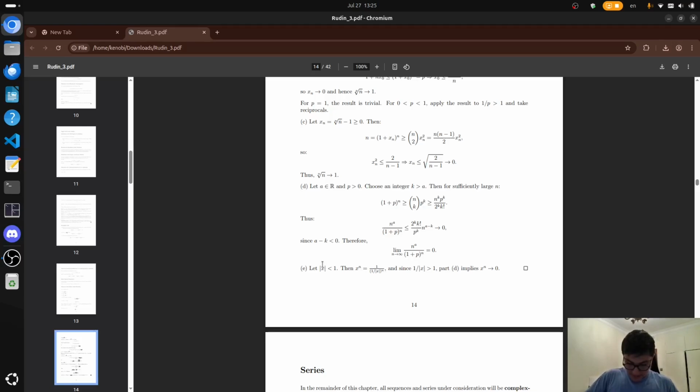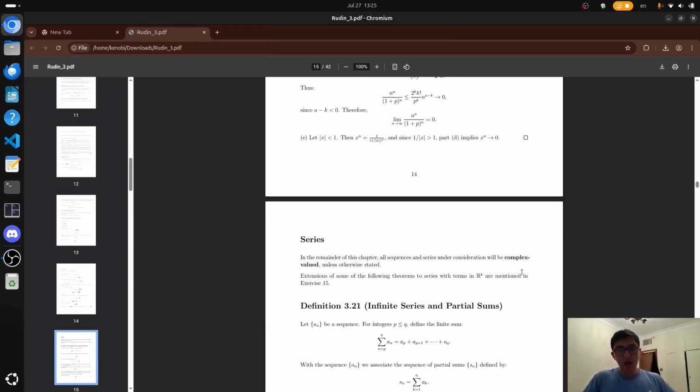Sorry, it's the same thing as, okay. 1 over 1 plus p when p is greater than 0 is the same thing as x when the absolute value of x is less than 1. Because for 1 over 1 plus p, the biggest it is is 1, and it gets smaller and smaller. It's the same thing for x, right? So it's a similar proof.